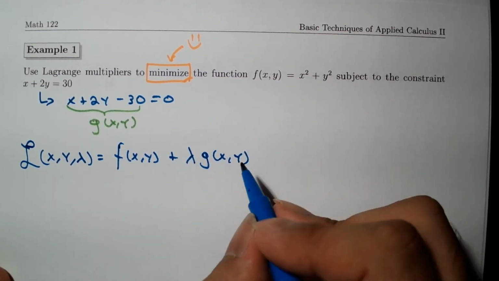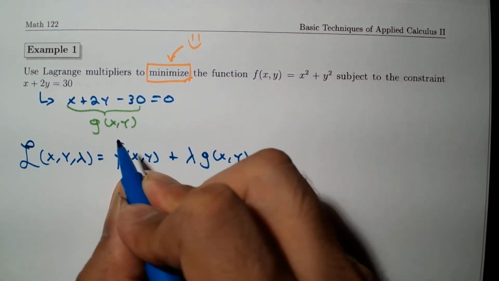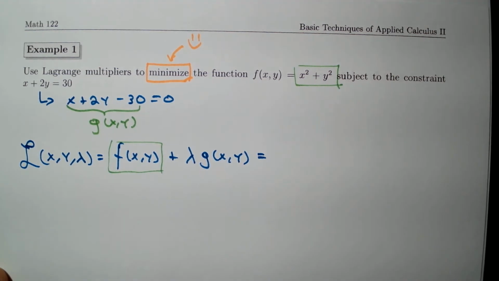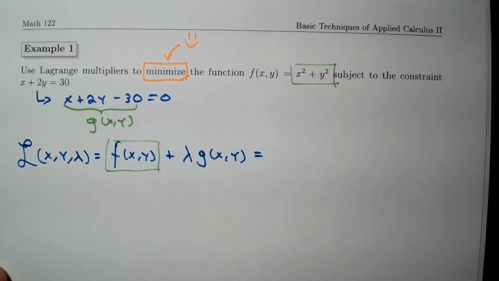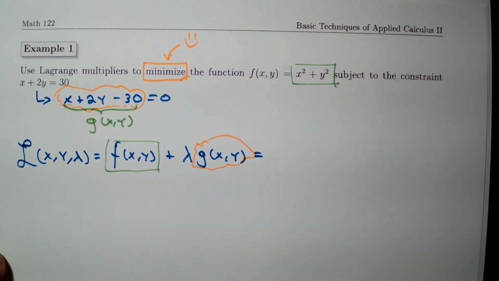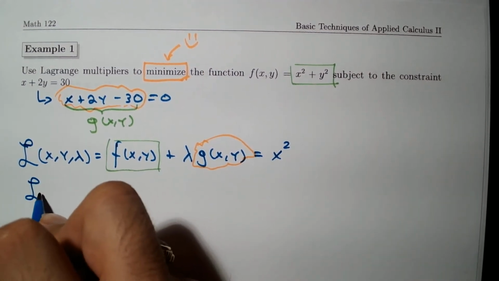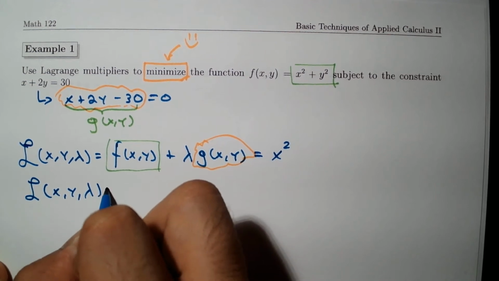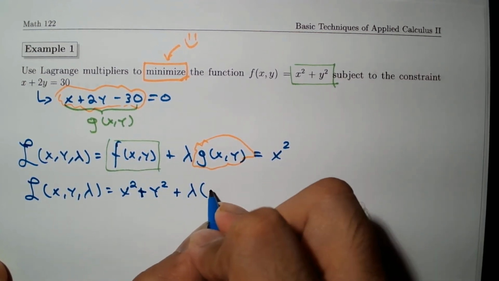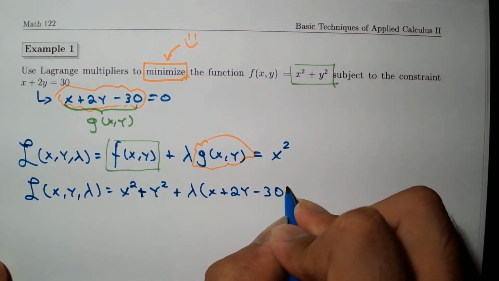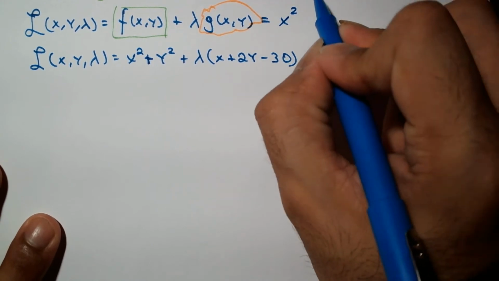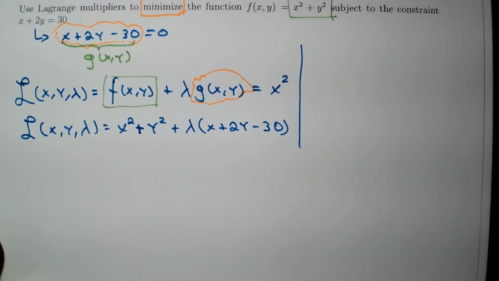So from here we're going to have x squared plus y squared, which is our f of x, y. So this guy is that guy, and we are going to replace this guy over here. So let's form that Lagrangian. L of x, y, lambda equals x squared plus y squared plus lambda times x plus 2y minus 30. So I'm going to start from here, taking the three partial derivatives. I'm going to write these partial derivatives right next to the work I have.